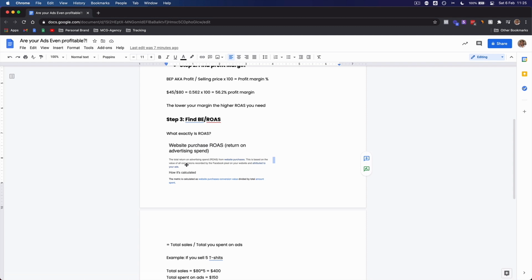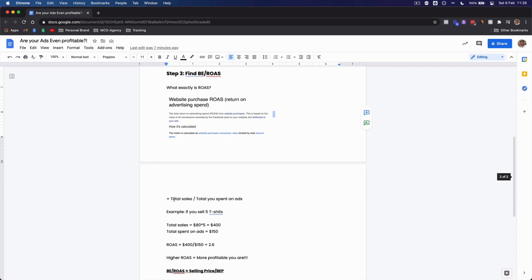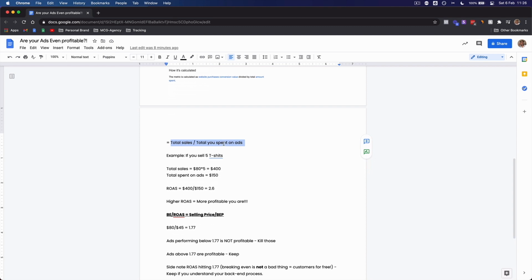This is based on the value of all conversions recorded by Facebook's pixel on your website and attributed to your ads. Okay guys, so this is how it's calculated, and this sounds a little bit technical, but I'll break this down into layman's terms so you can understand it. The metric is calculated as website purchases conversion value divided by the total amount spent. So basically all they're saying is total sales divided by the total amount you spend on your ads. Again, total sales, how much you actually made, divided by the amount you spend on your ads.